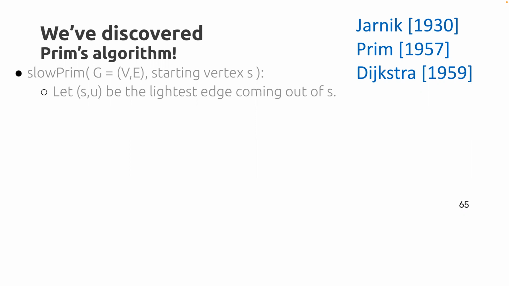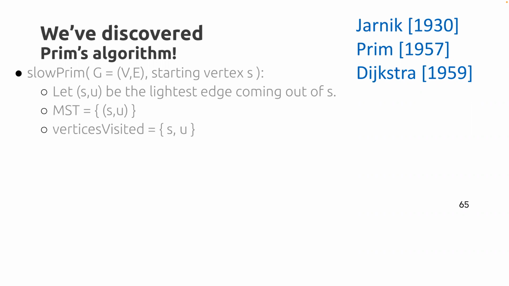So the first thing you do is you let SU be the lightest edge coming out of S. So this is where we started with H. You consider all the edges coming out of H. Take SU to be the lightest one, the cheapest one. Then your minimal spanning tree starts with SU. So it's going to have that edge in it. That's it.